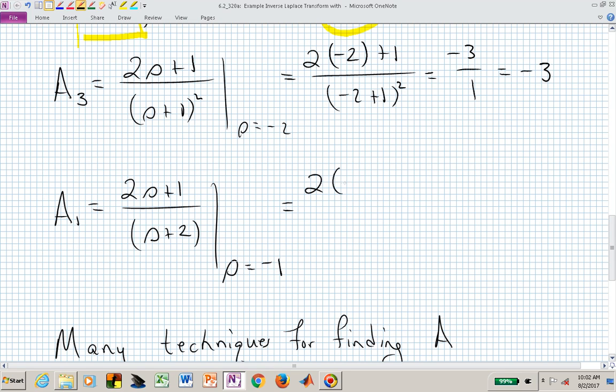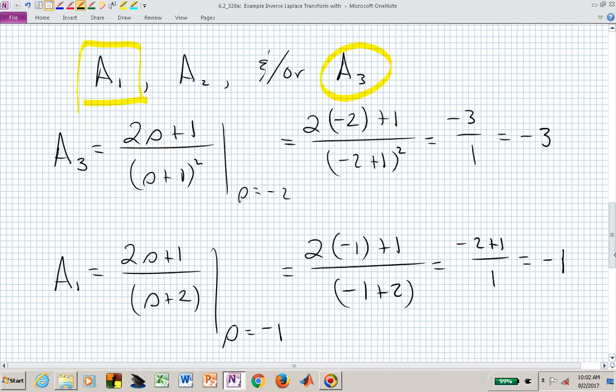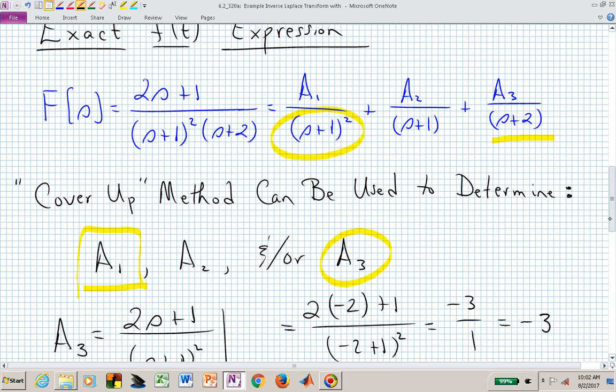Now we have 2 times minus 1 plus 1, over minus 1 plus 2. We now have minus 2 plus 1, and that's all over 1, so this now becomes minus 1 for our value for a sub 1. We've now found a sub 1 and a sub 3.